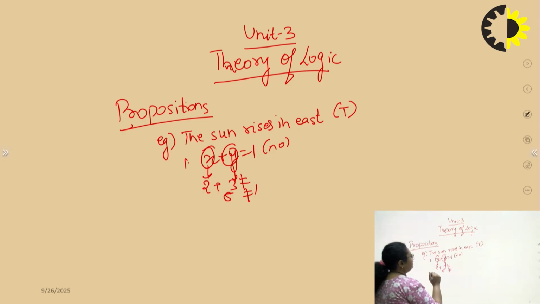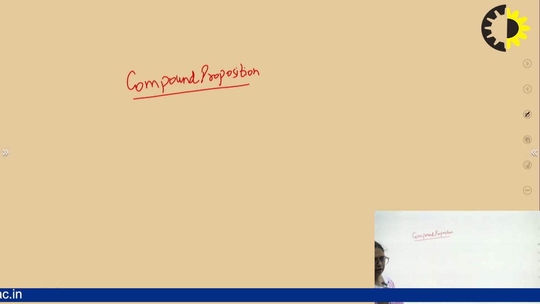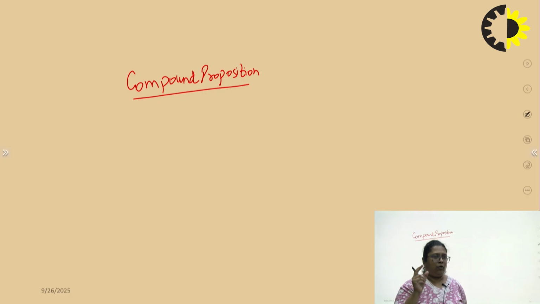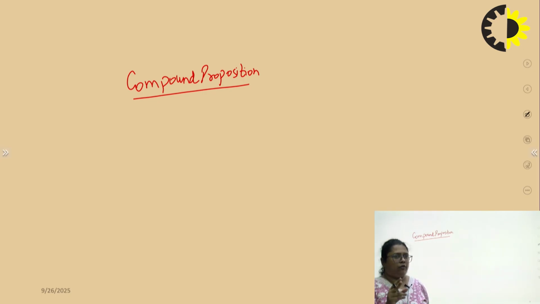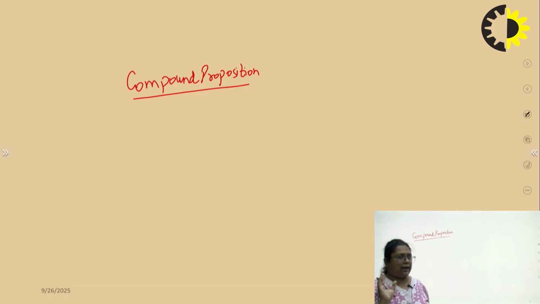So, next is compound proposition. What is a compound proposition? A proposition formed by the combination of two or more propositions, two or more statements, is called a compound proposition. We can use connectives, we can use operators for making a proposition compound.